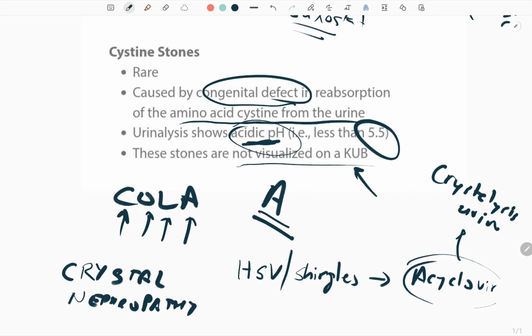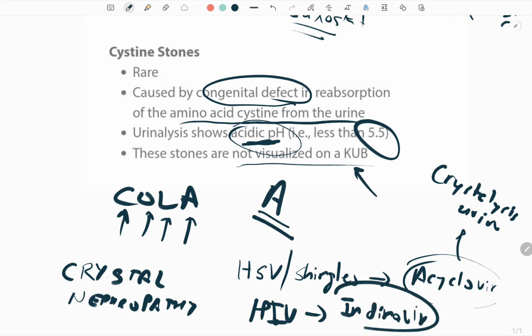And the other one, let's suppose a patient has HIV and he or she has been treated with indinavir. Indinavir again crystallizes in the urine and can form crystal nephropathy and damage the kidney. These are very rare, but it's good to add them to complete the kidney stones. Stay tuned for the third part, which will talk about the investigation in detail and the management. Thank you.